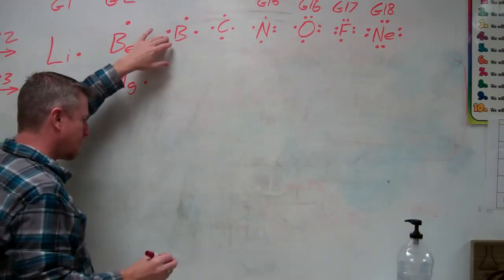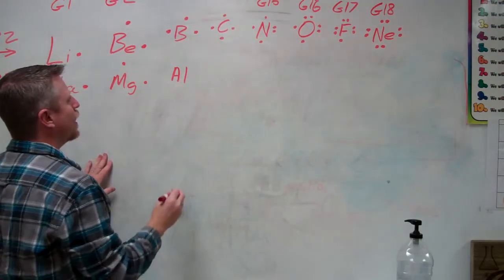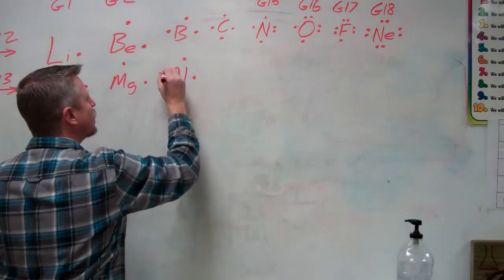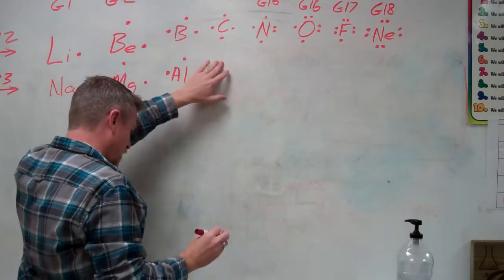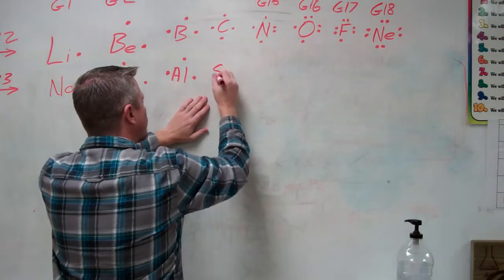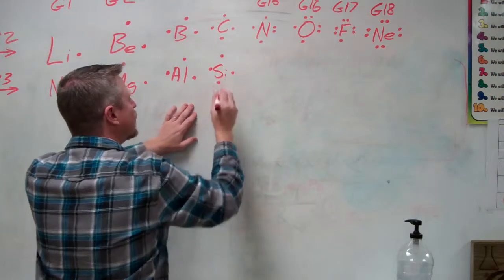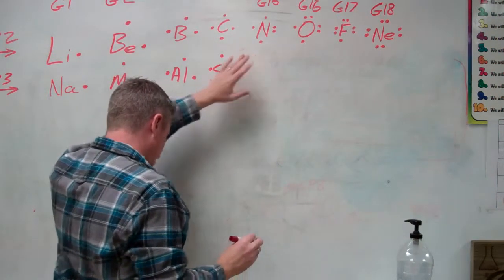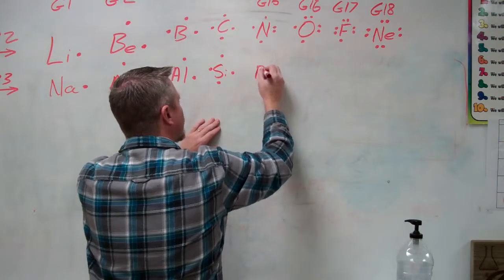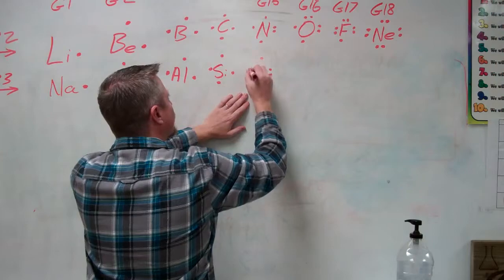Okay, then we have group 13, aluminum, right below boron. How many valence electrons will he have? 3. 1, 2, 3. Then right below carbon in group 14, we have silicon. How many there? 4. 1, 2, 3, 4. Then in group 15, right below nitrogen is phosphorus. So what do we got for him? 5, 1, 2, 3, 4, 5.